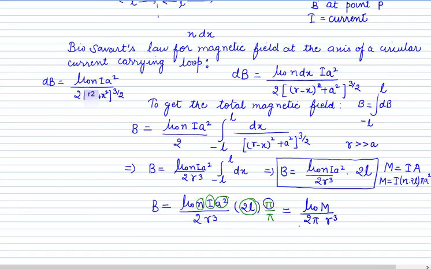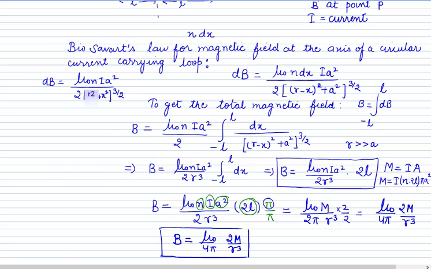r cube. Now what we know is a constant, mu naught upon 4 pi. So again, if we multiply and divide by 2, you will have mu naught 2M upon 4 pi r cube. So that is our final result, that the magnetic field at any point P on the axis of the solenoid will be mu naught upon 4 pi, 2M upon r cube. So always remember this formula whenever you have to calculate the magnetic field in terms of the magnetic moment on the axis of a solenoid. Then this formula always works very well. That B is equal to mu naught upon 4 pi 2M upon r cube.